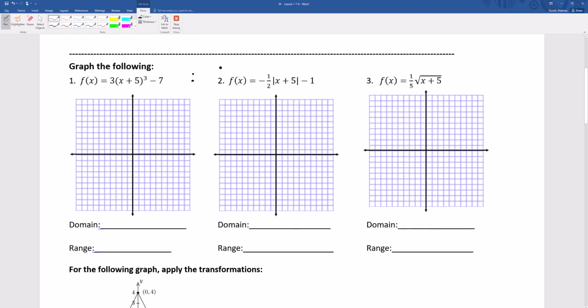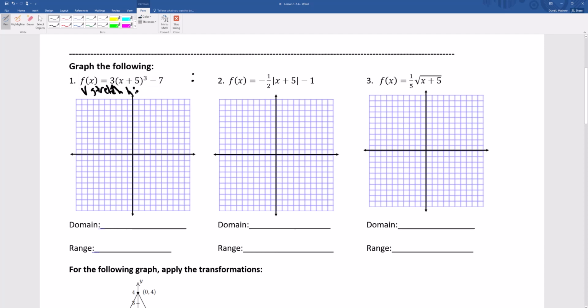Right, so it says graph the following. To isolate this, we have a vertical stretch.